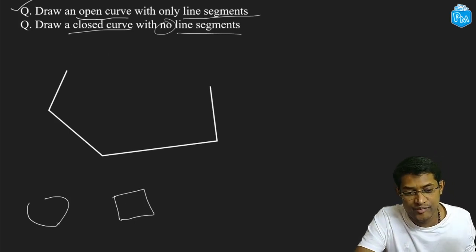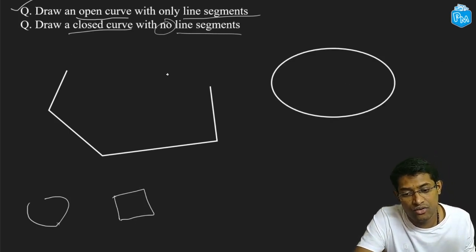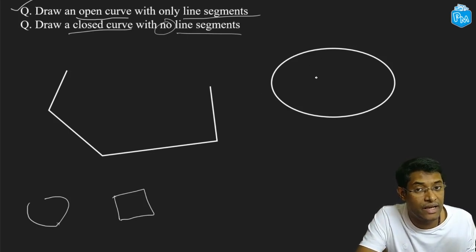All right, we are back. You can draw it like this, right? Or you could draw a circle. This is a closed curve and it does not have any line segments.